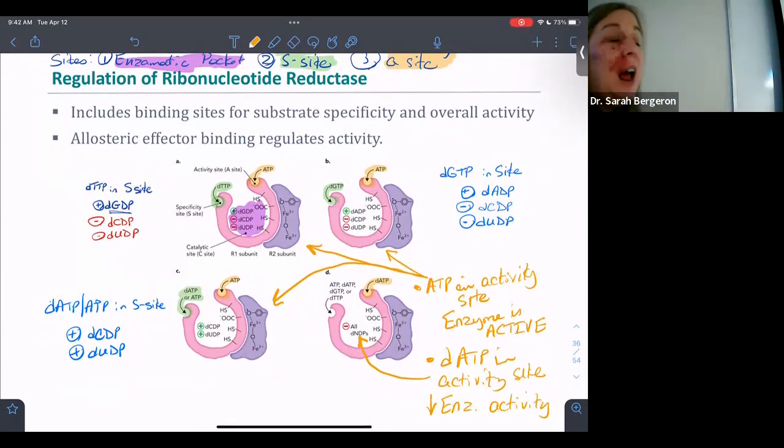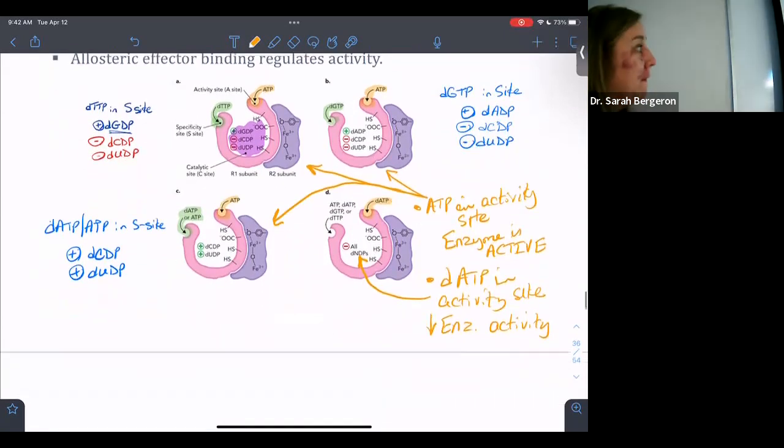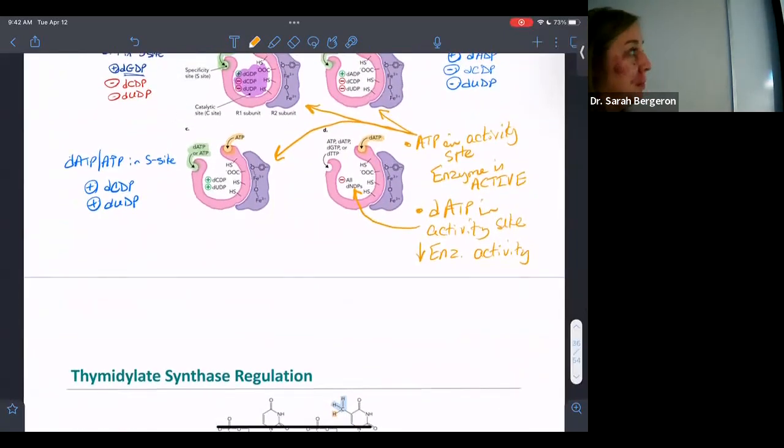That's why we call it an active site versus a specificity site. The specificity site regulates based on which nucleotide binds, tells you which nucleotides you're going to make. Whereas the activity site, it's on or off. It's a switch. Does that help? Yes, a lot.